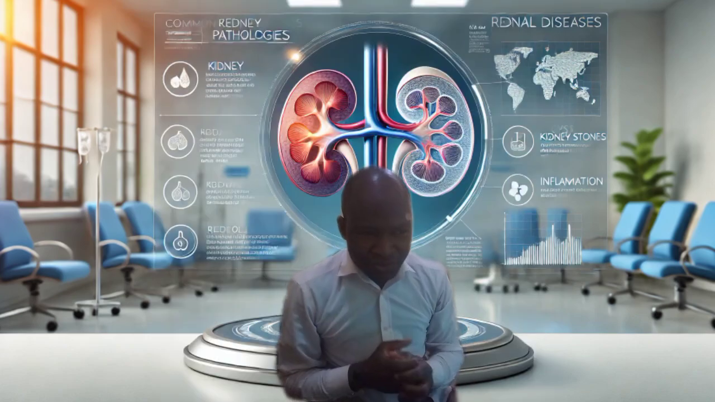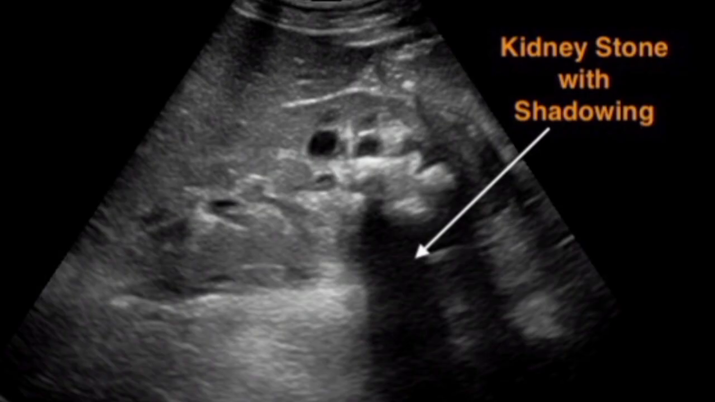The ultrasound features would include calculi are seen as highly echogenic structures, regardless of the chemical composition. You will detect posterior acoustic shadowing depending on the stone size. It also depends on the transducer frequency and the focal zone. Tiny calculi will not shadow if they are smaller than the focal zone.